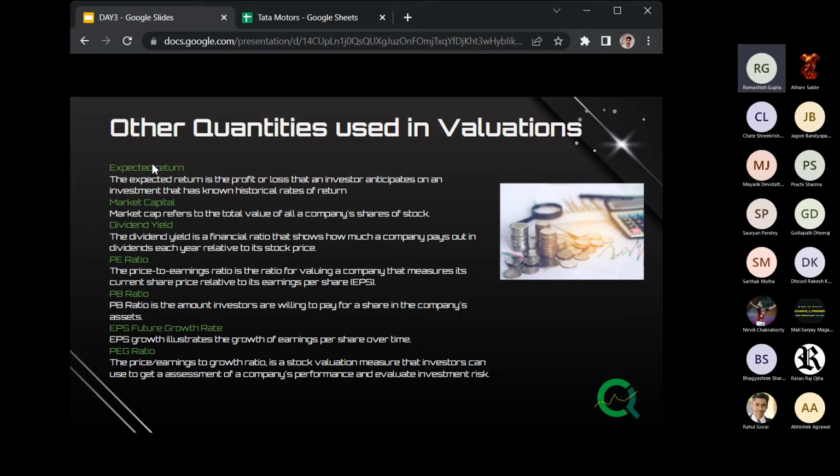Next is EPS future growth rate. EPS future growth rate is basically what the growth rate of EPS will be in the future. For this, we use some statistical methods to calculate the EPS of the next year. And next is PEG ratio, which basically tells an investor how risk-free his investment is.